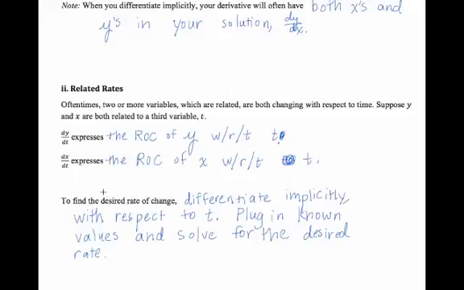Okay, so if you want to find the rate of change of, I don't know, y with respect to t, perhaps, what you do is you differentiate implicitly, except instead of putting derivative with respect to x on both sides, you differentiate with respect to t, meaning you have d dt on both sides. Then, just as with implicit differentiation, you plug in your known values and you solve for whichever rate it is you're trying to find.